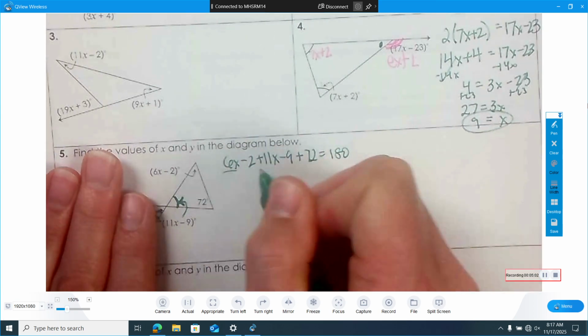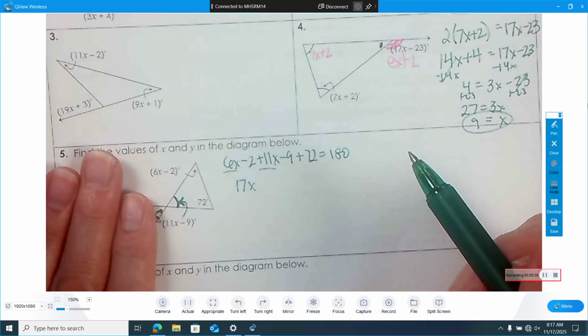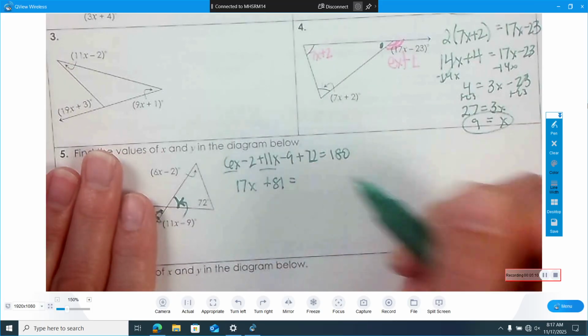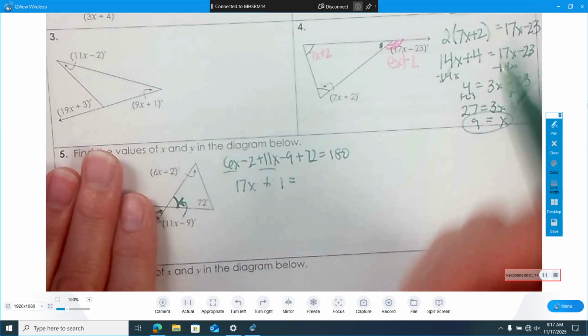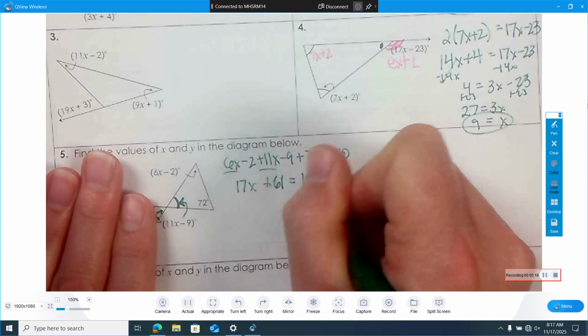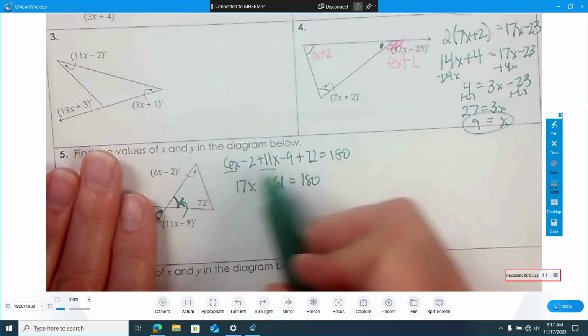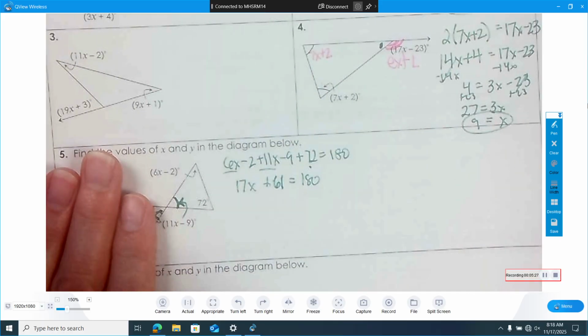Let's see, 6 and 11 make 17 x's. And what is that, 81? 81? 61, I'm sorry. 61, not 81, equals 180. There we go. Negative 2 and 72 makes 70. Minus 9 would be 61, not 81.